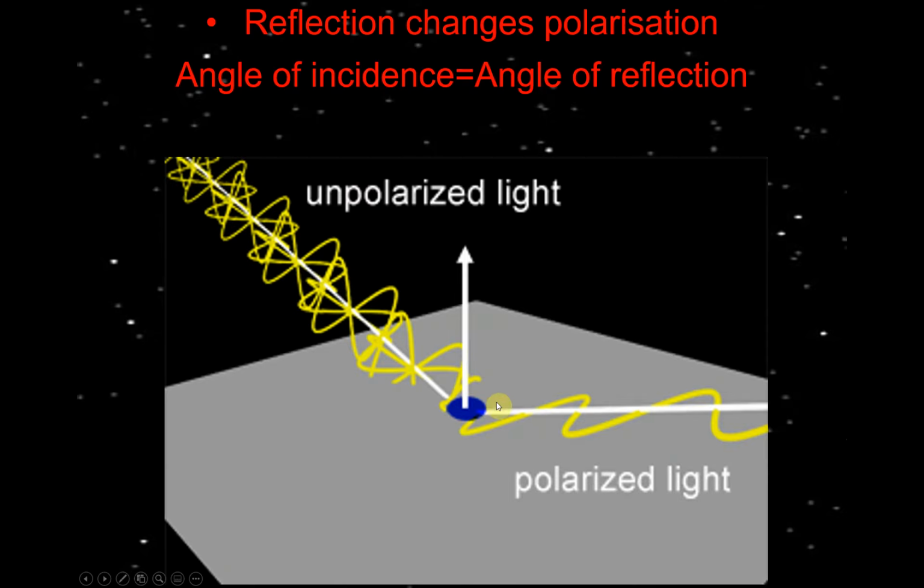When the light wave hits this surface and bounces off, this could be a mirror, this could be water, this could be any reflective surface. When the light wave bounces off, it's polarized. So when we look at light from an object in the solar system or the universe at large, we can tell whether it's generating its own light or whether we're receiving light that is reflected, bouncing off of the object.